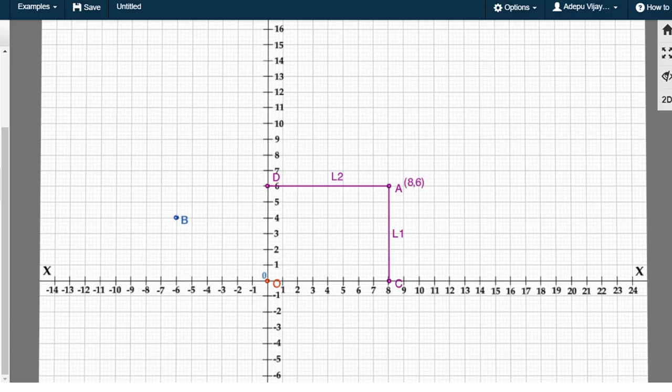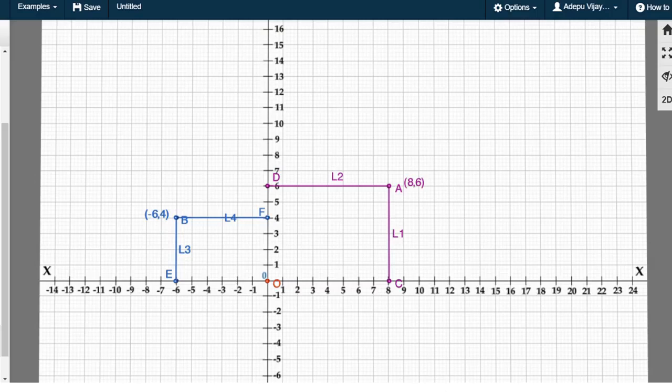So the length OC is the x coordinate and the length OD is the y coordinate. Similarly, from B I am dropping a perpendicular onto the x-axis. So L3 is the perpendicular and the point E is the foot of the perpendicular. I am dropping a perpendicular from B onto the y-axis, that is line L4. The foot of the perpendicular is F. So here the length OE is the x coordinate and the length OF is the y coordinate.